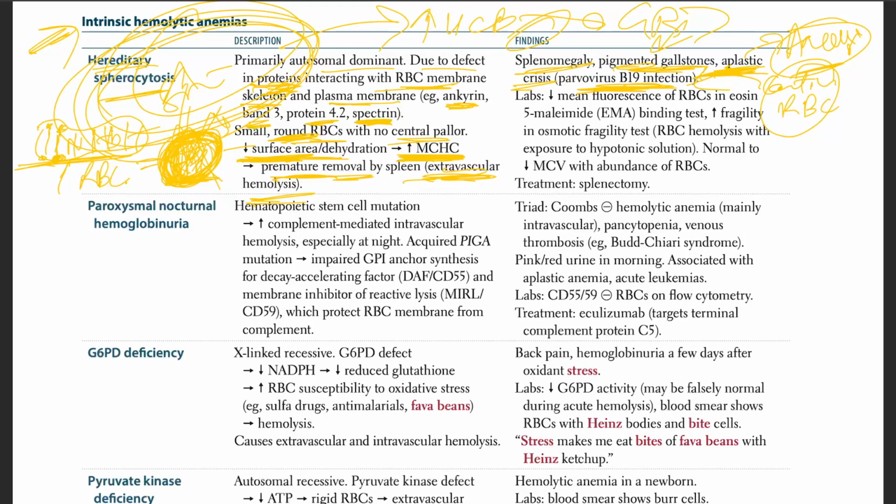And how does B19 do this? It doesn't have magic. What does it do? It inhibits erythropoiesis. When you inhibit erythropoiesis, you have anemia so severe that it causes signs and symptoms. But what's the treatment for this? It's going to self-resolve, and treatment is just supportive.